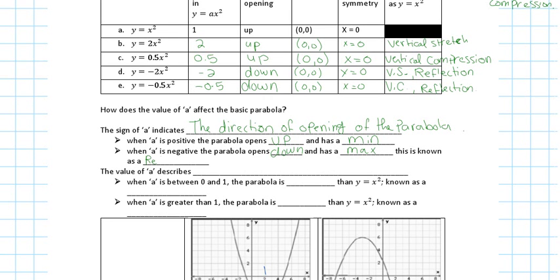I'm going to add to it: in the x-axis, because there are different types of reflections. We only learned the reflection in the x-axis in this course, but there are two different types of reflection. In this course we only do reflection in the x-axis.